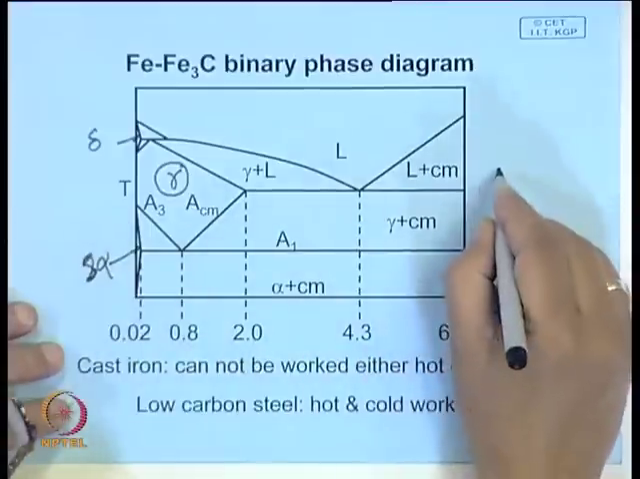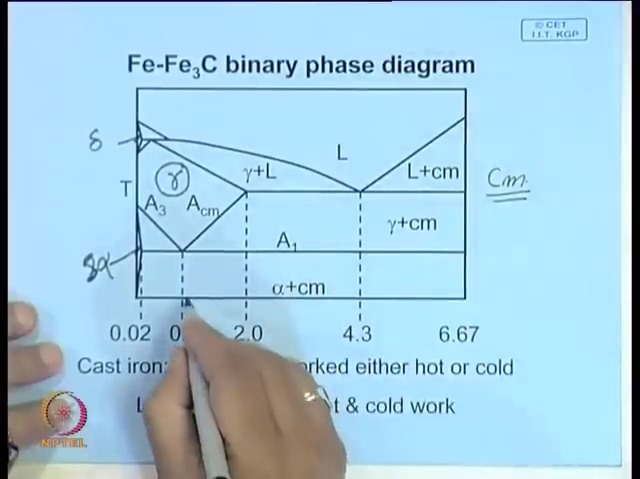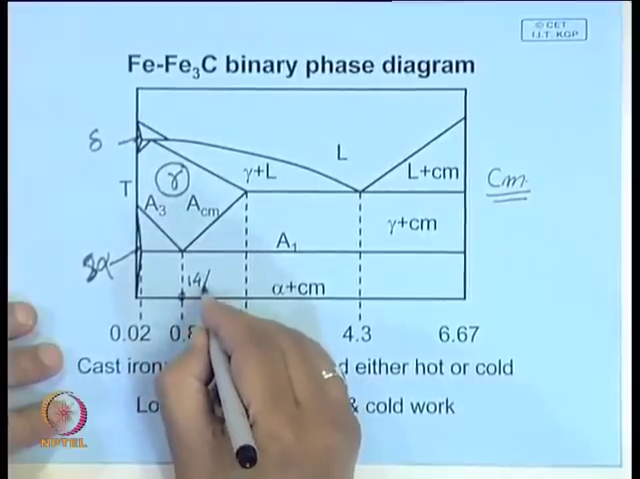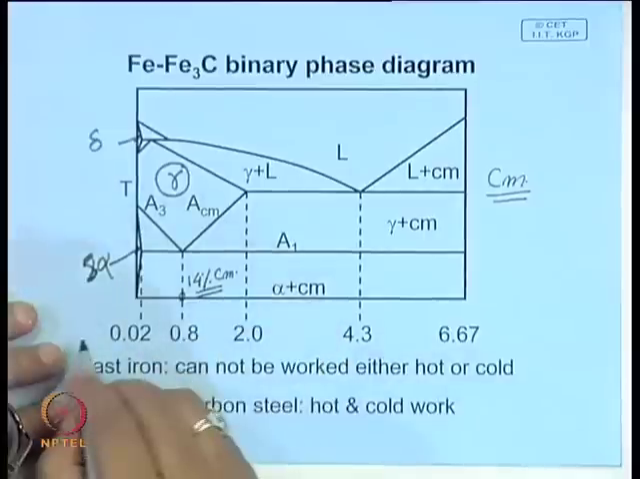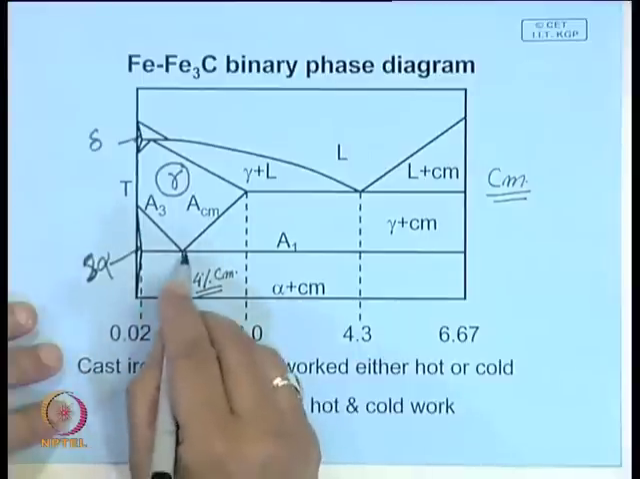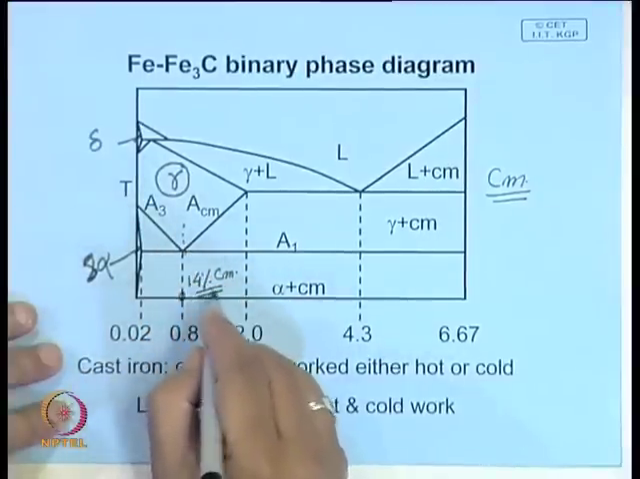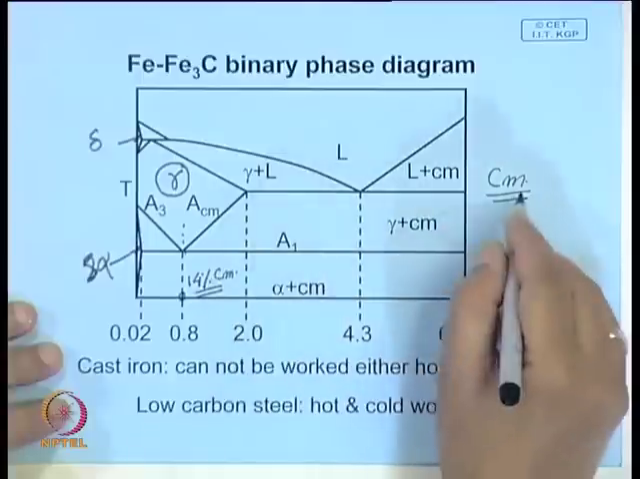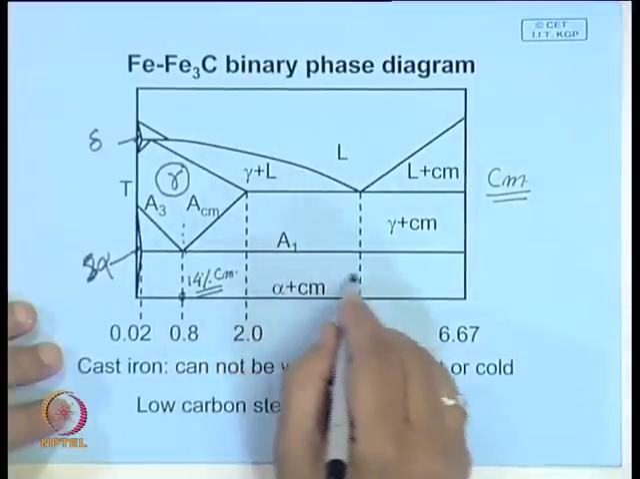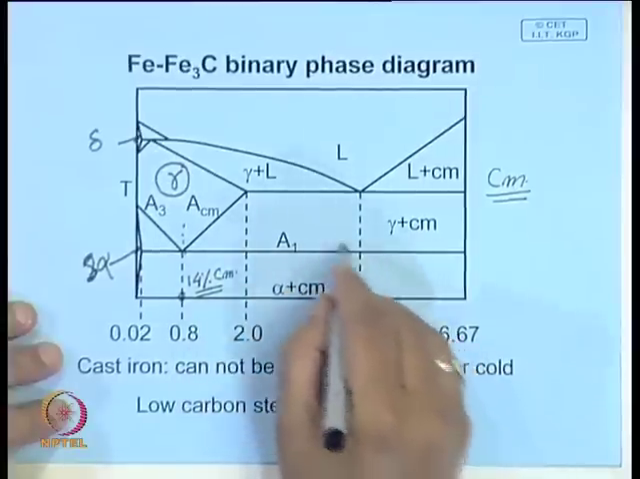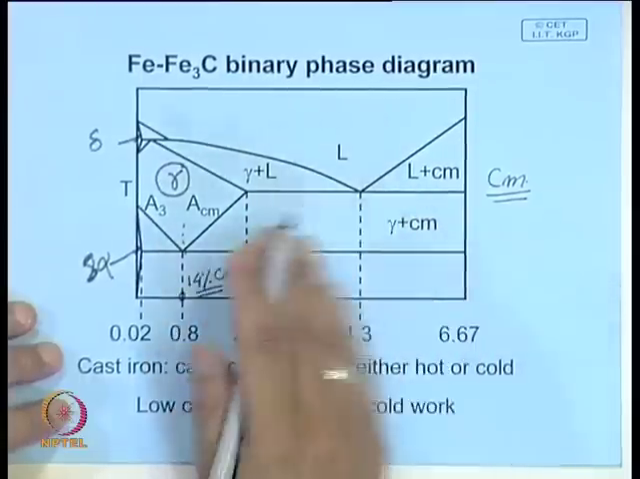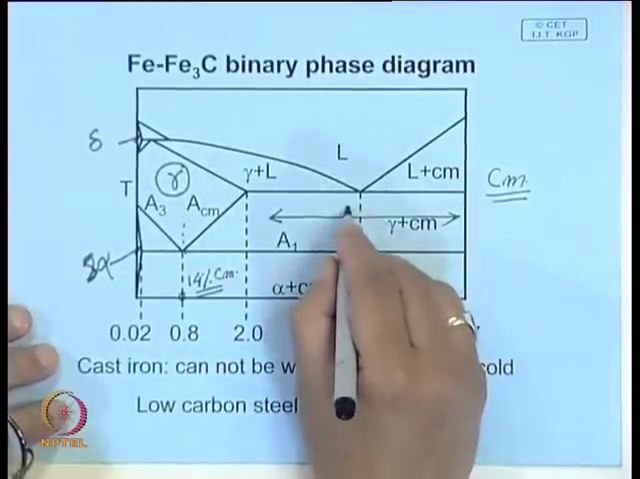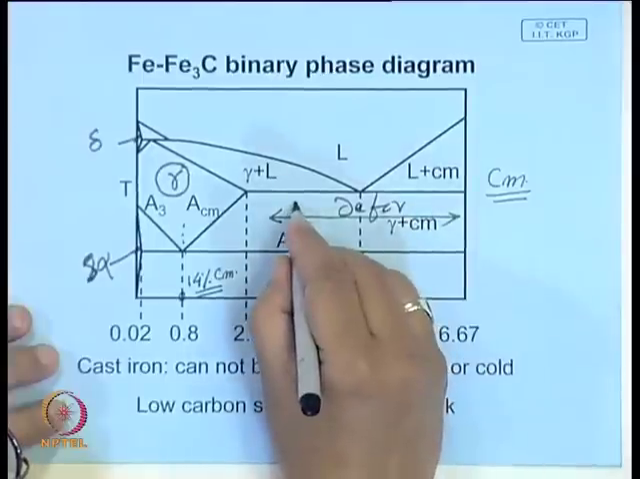Now, cementite is very hard. Up to 0.8% carbon, you have around 14% cementite, so about 1:7 ratio in the microstructure. This eutectoid steel has 14% cementite. And as you go to the cast iron regime, the amount of cementite is quite high, and cementite is very brittle. Therefore not only is cold work ruled out, even hot working will be extremely difficult. So when you have a large amount of cementite, in this area they are not amenable to any deformation processing.